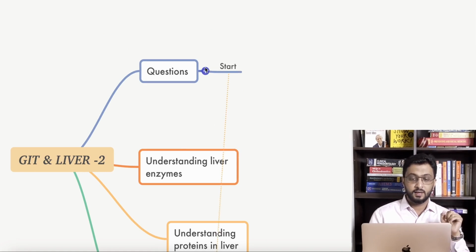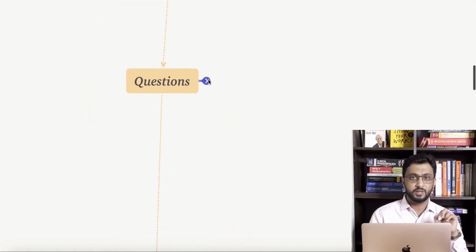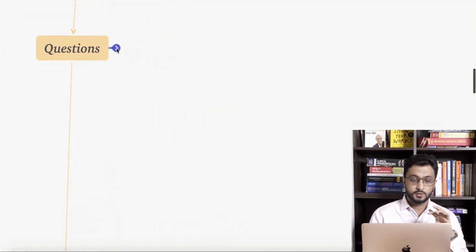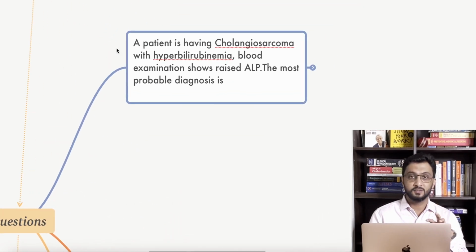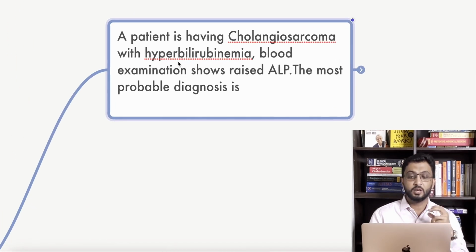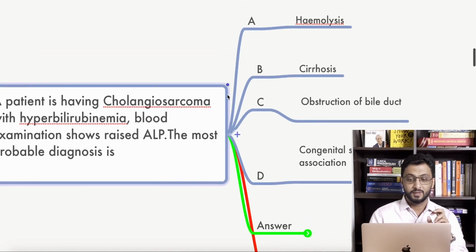If you start, we have the questions to be discussed first as usual. We're going to look into 3 questions here. This is the first question. A patient is having cholangiocarcinoma. This cholangiocarcinoma is irrelevant if you know the key point. With hyperbilirubinemia, again this is not the key point here. Blood examination shows raised alkaline phosphatase, that's the key here. The most probable diagnosis is. If you can answer now, you can answer it.